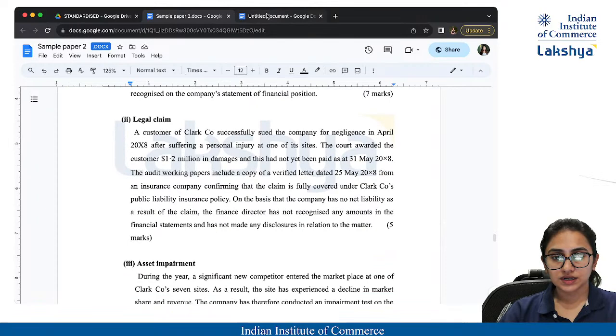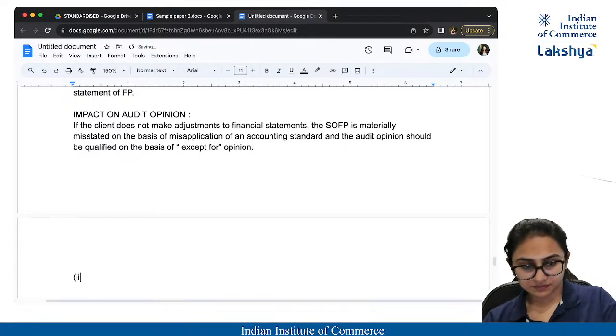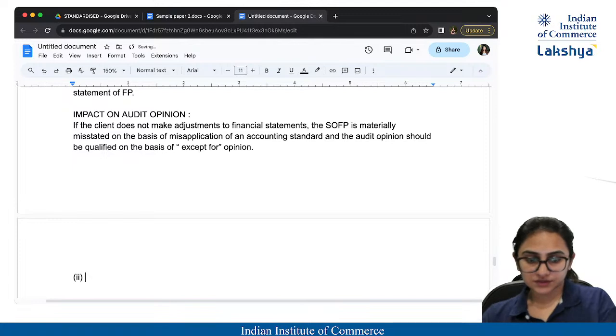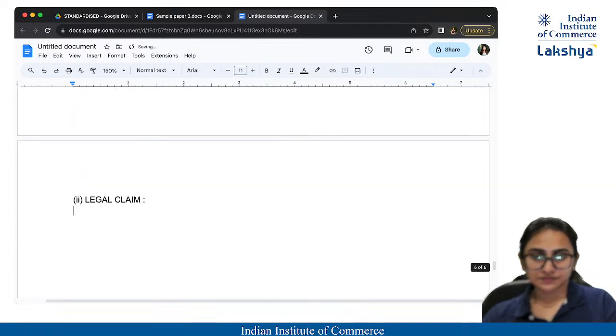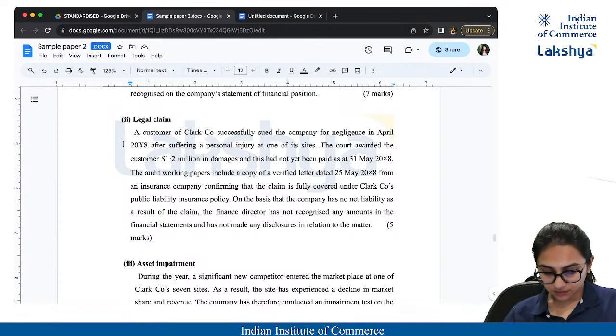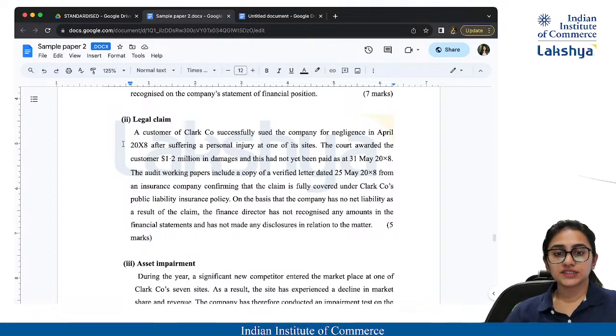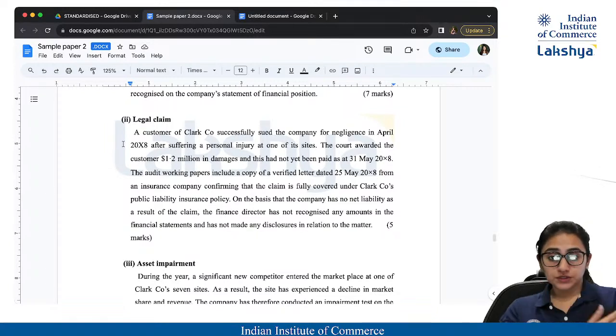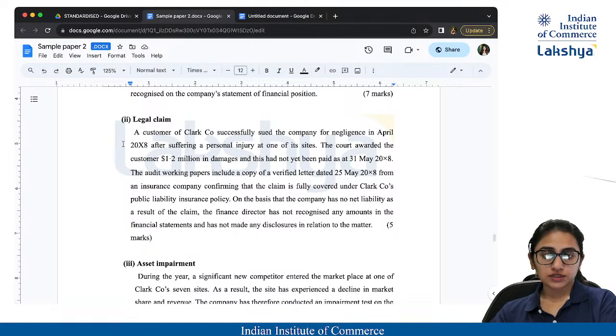And the second one is regarding legal claim. So let's read it first. A customer of Clark Company successfully sued the company for negligence in April 2018, after suffering a personal injury at one of its sites. The court awarded the customer $1.2 million in damages, and this had not yet been paid as at 31 May 2018.